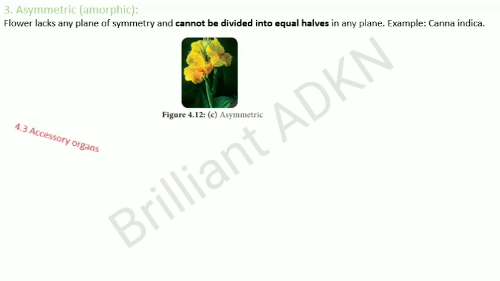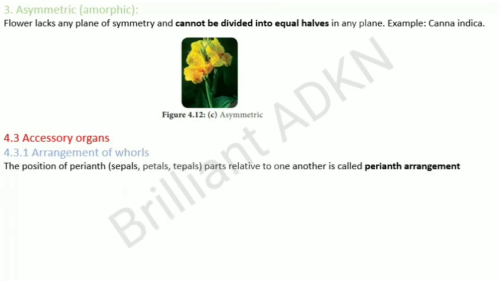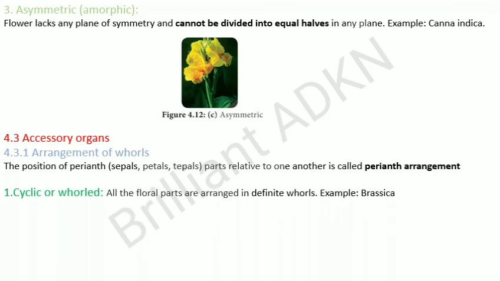Next we are going to see the accessory organs. Under that we are going to see the arrangement of whorls. The position of perianth parts relative to one another is called perianth arrangement. Perianth means sepals, tepals and petals.